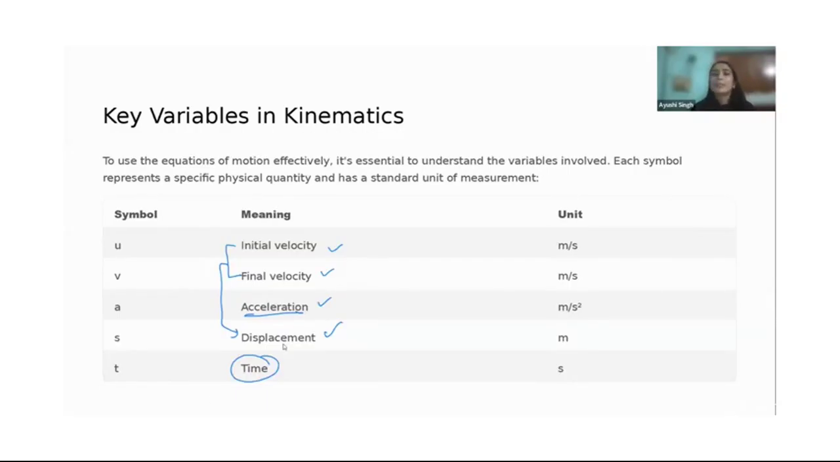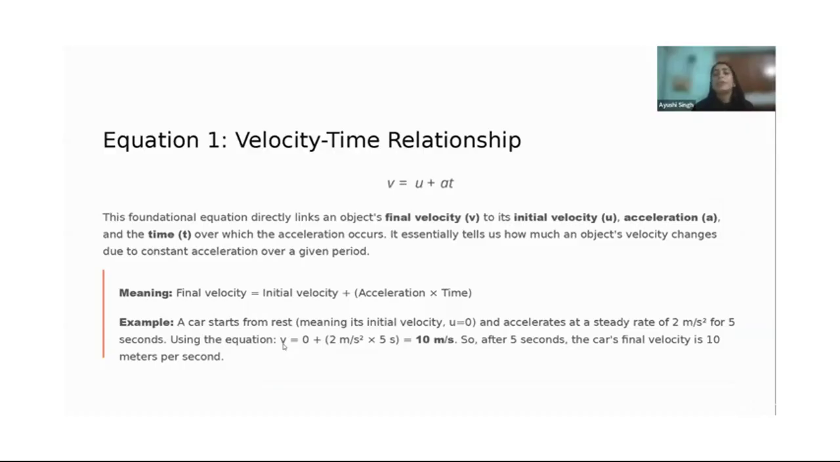The first equation is the velocity time relation: v = u + at. This fundamental equation directly links an object's final velocity to its initial velocity, acceleration, and the time over which the acceleration acts. It essentially tells us how much an object's velocity changes due to constant acceleration over a given period of time.